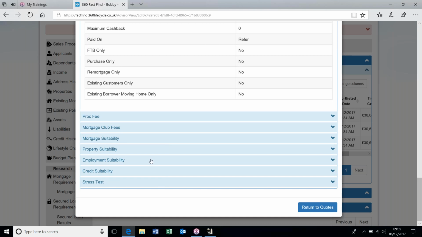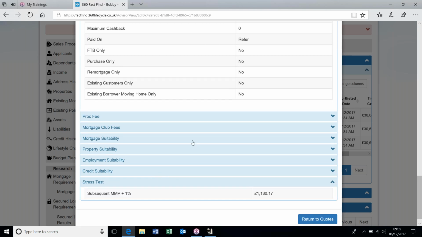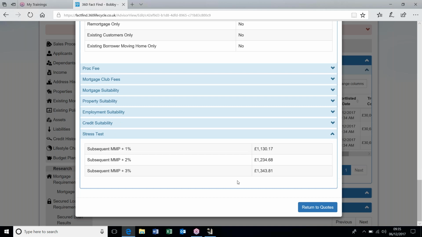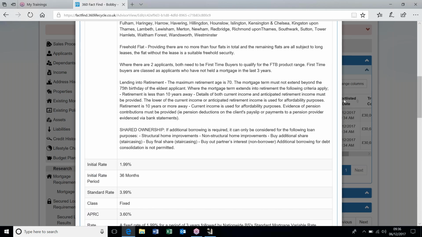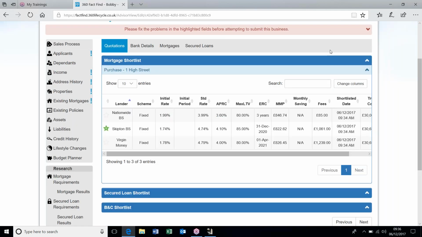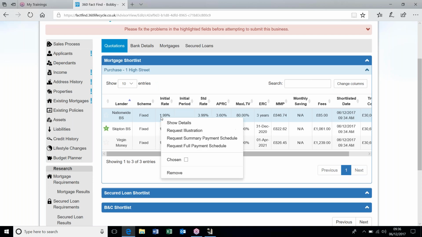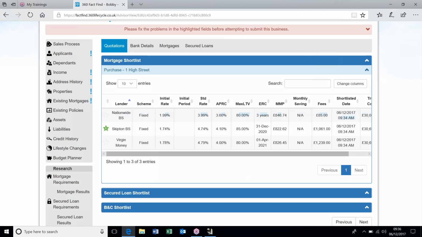And if we go down to stress testing at the bottom, great for our reports. We've got all the stress test amounts in there for us. We want to work it out either way, so we can put that into the suitability report at the end as well. So loads of little things there to look at, and you can go through this with the client rather than having to actually decide on an illustration at this stage. Let's say we're happy with that one. I right click it, and I'm going to press request illustration.